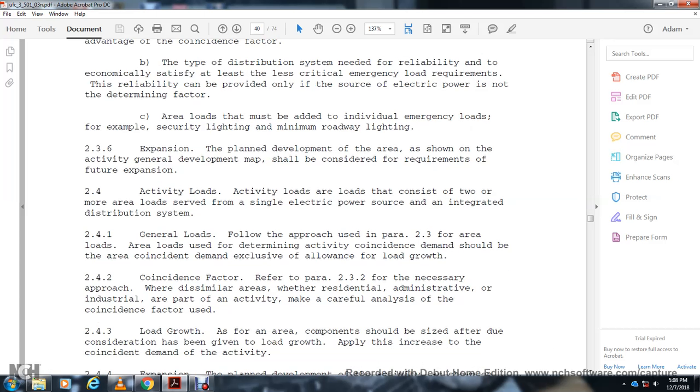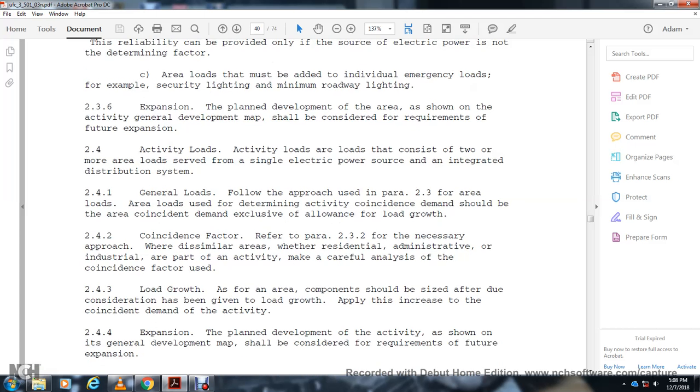243. Load growth. The area components, after the adjustment due to the conservation, have been given the load growth applied with the increase due to the coincident demand of the activity.